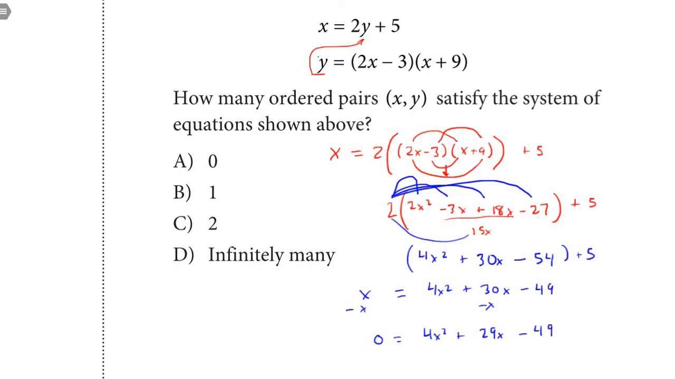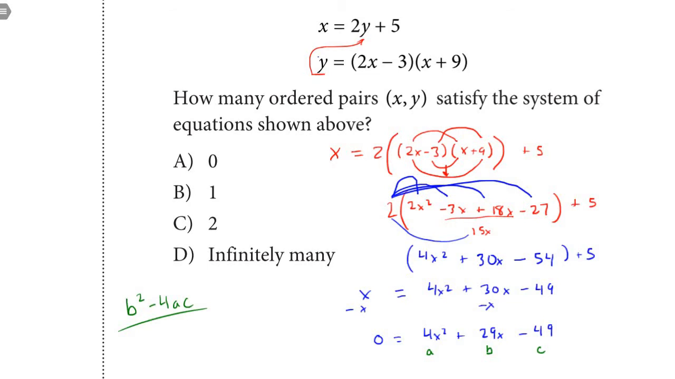Great. Now what do we do? This is where the boys are separated from the men. Either you know how to do this from here or you don't. What you want to remember is we want to use the discriminant. Whenever you want to find out how many ordered pairs are in a system or in an equation, you want to use the discriminant. The discriminant, if you remember, is b squared minus 4ac. Okay? Where our a is 4, our b is 29, and our c is negative 49.